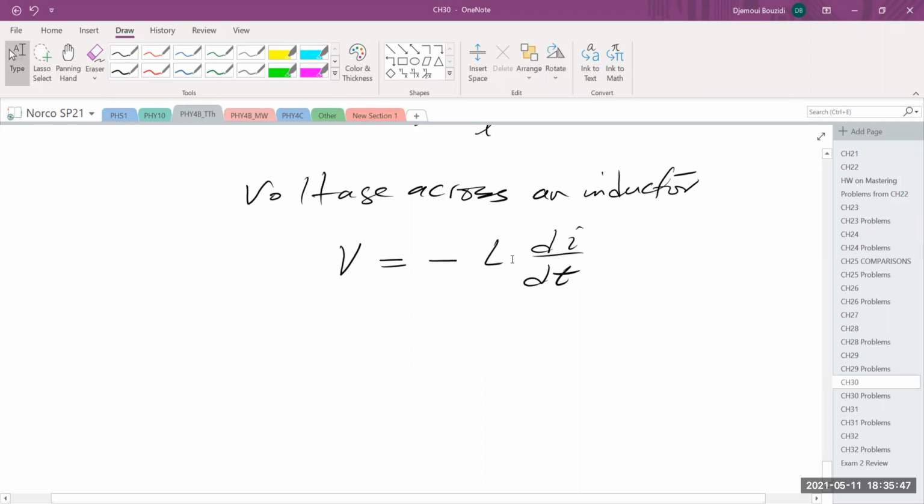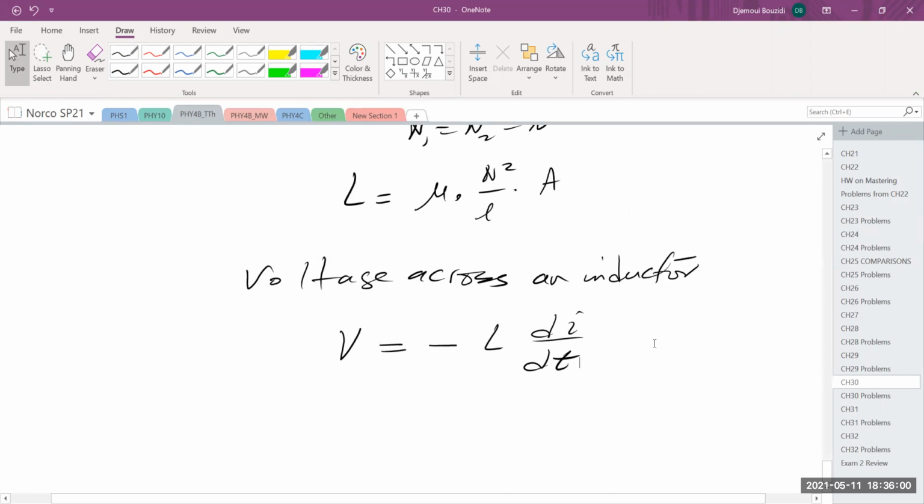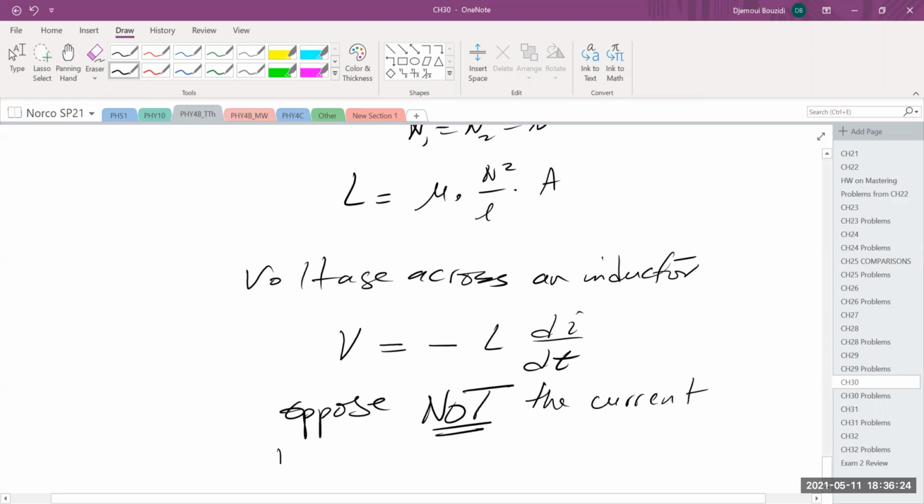But if the current changes, there will be a magnetic field that changes with time. In other words, the flux changes with time, and that induces an EMF to oppose the change. That is coming from the Faraday-Lenz law. So this is what the voltage across the inductor needs to be, and the current pushing in this direction needs to at least equal that amount. If it does not, then this thing will kill the current along that path. So this is going to oppose not the current, and I'm going to make a big deal of this, not the current, but the change in current.